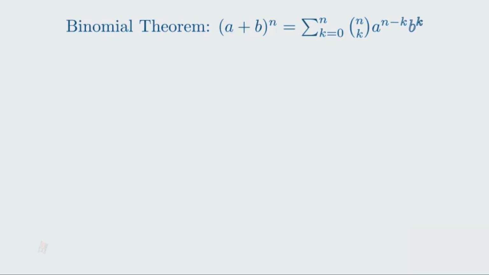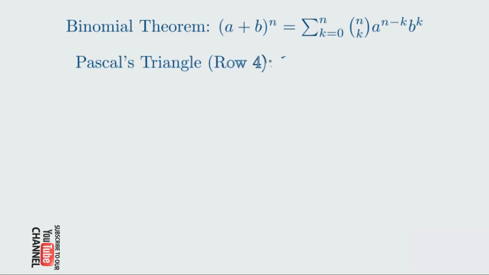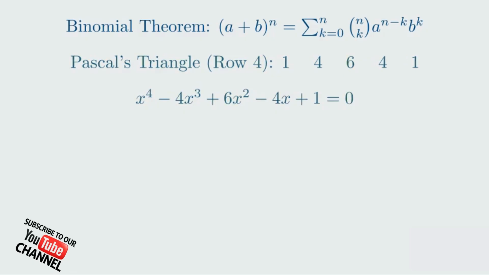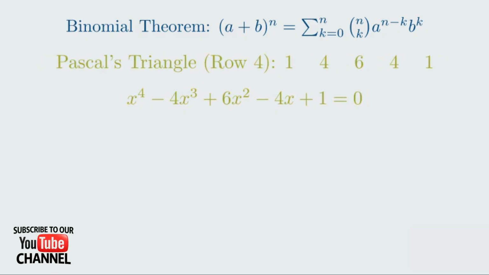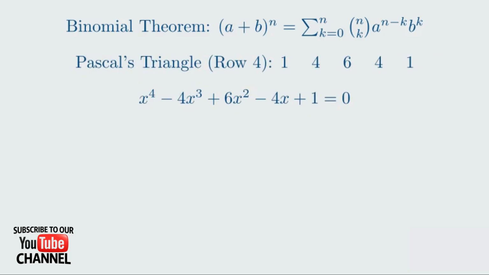Recall the binomial expansion theorem. The expansion of (a plus b) raised to the power of n is given by this formula involving binomial coefficients. The binomial coefficients, represented by C(n, k), are the numbers in Pascal's triangle. For n equals 4, the fourth row of Pascal's triangle contains the coefficients 1, 4, 6, 4, 1. Wait a minute. These are the absolute values of the coefficients in our original polynomial. This isn't a coincidence. It's a key observation that unlocks the solution.